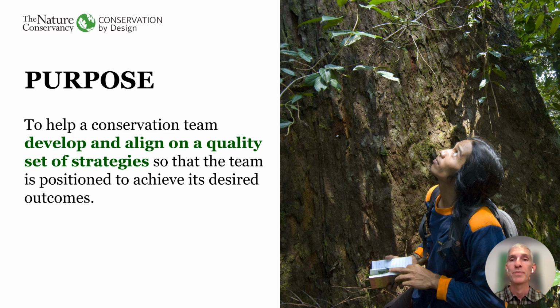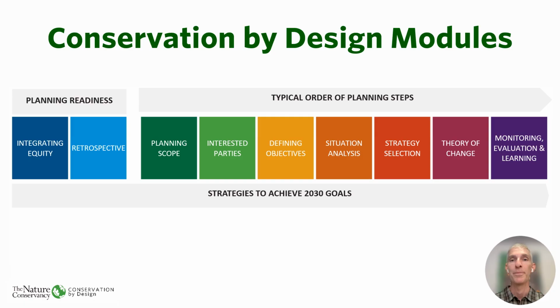Put another way, this is the module where the team answers the question, what should we do, as TNC and with partners and communities, to achieve the goals we're reaching towards for nature and people? A compelling answer to this question gives a team clarity about what it is committing to and why the team thinks those actions are the right ones to pursue.